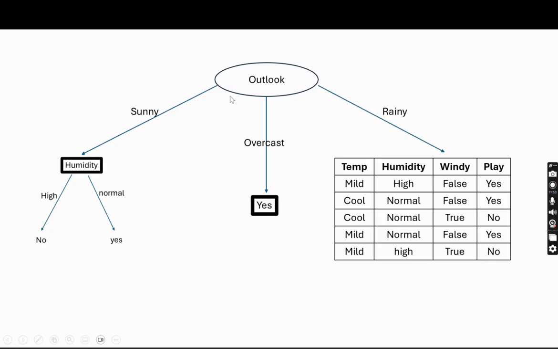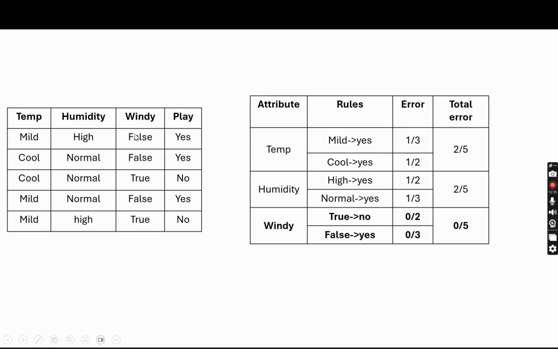So here we can come to a conclusion that if your outlook is sunny and the humidity is normal, we can definitely play. If your humidity is high, we cannot play. And if the outlook is overcast, we can definitely play. For the remaining subset, where outlook is rainy, we have to calculate the next decision node.